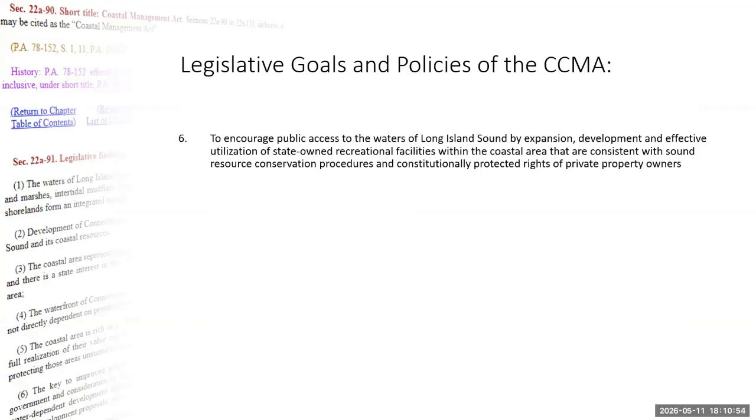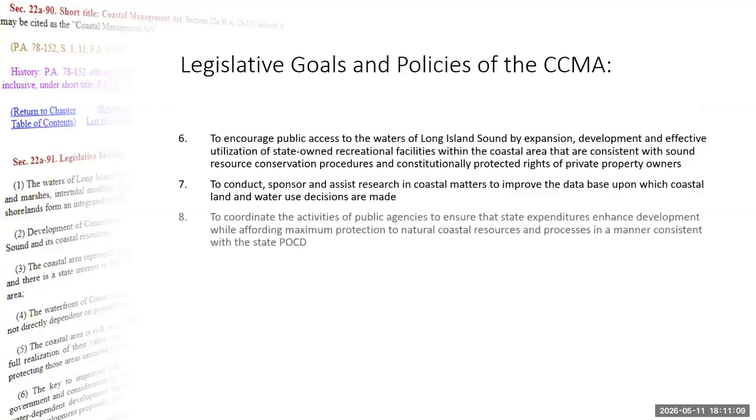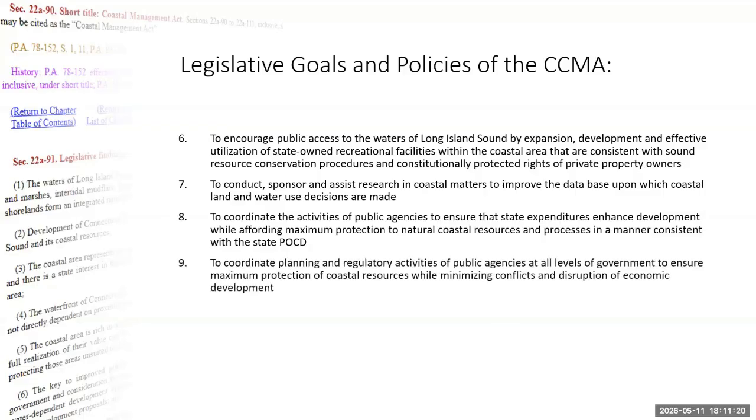To encourage public access to the waters of Long Island Sound by the expansion, development, and effective utilization of state-owned facilities. To conduct, sponsor, and assist research in coastal matters to improve the database upon which coastal land and water use decisions are made. To coordinate the activities of public agencies to ensure that development proceeds in a manner that's consistent with the state plan of conservation and development. To coordinate the regulatory activities of public agencies at all levels of government to ensure maximum protection of coastal resources while minimizing conflicts and disruption to economic development.